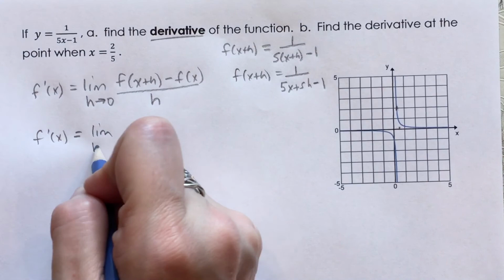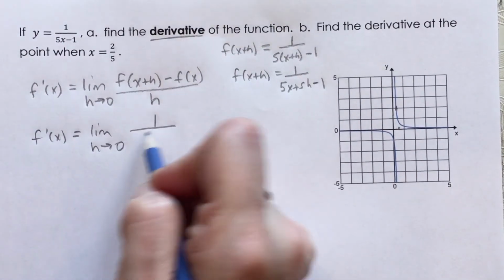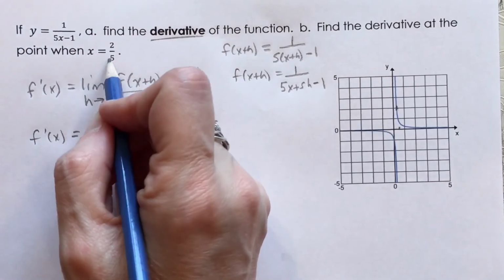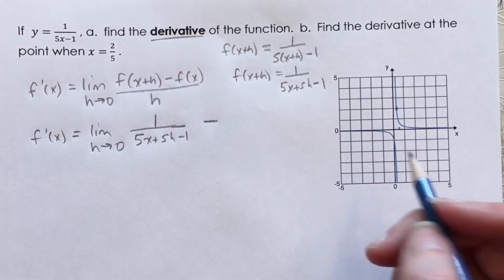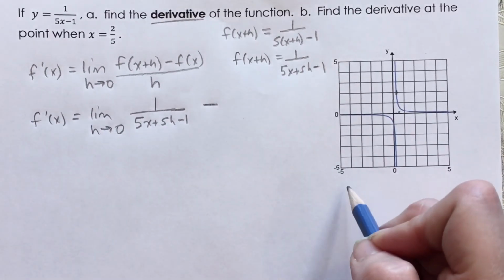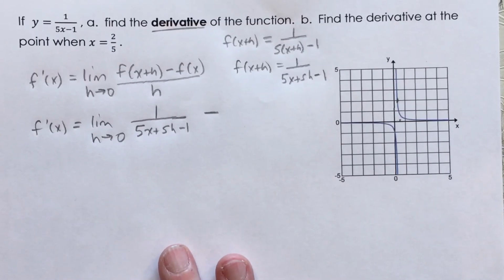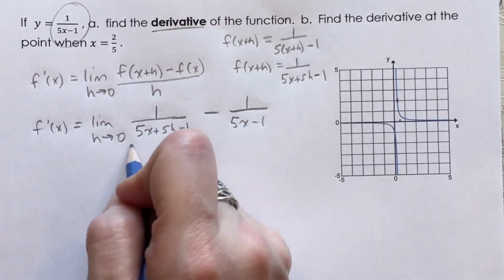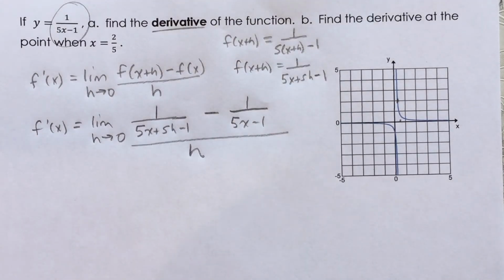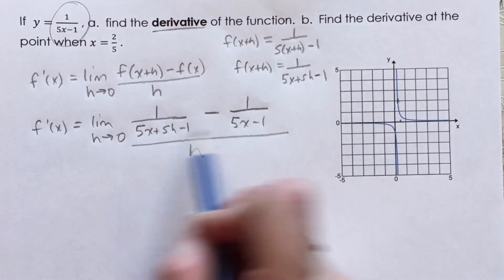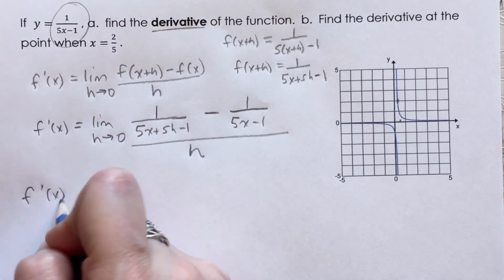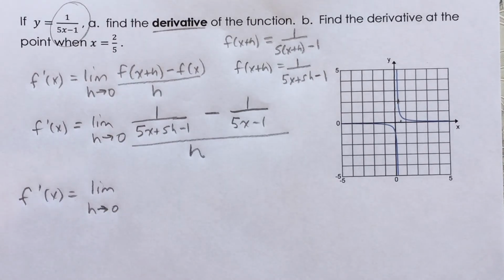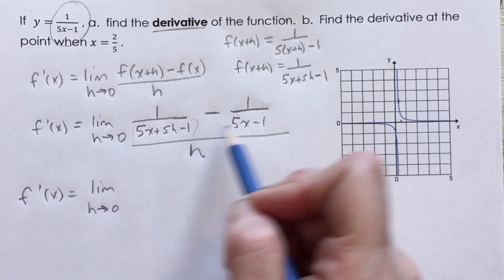So it's going to be the limit as h approaches 0 of 1 over 5x plus 5h minus 1 minus f at x, which we haven't figured out yet, so I'm going to go down here to do that. Oh sorry, f at x is given to us, my bad. So f at x is 1 over 5x minus 1, all over h. So again, we've got this 3-layer fraction where we have to get a common denominator in the numerator. And because we're finding f prime at x, that usually makes the algebra a little bit more tricky. So our common denominator is found by multiplying the two denominators together.